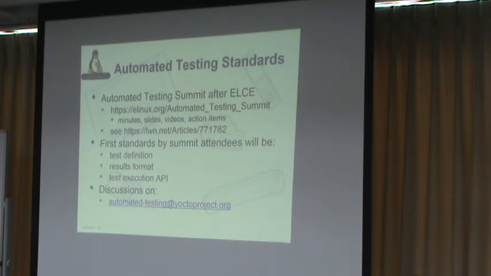Some of the action items are some standards that they want to create as a group. Test definition, results format, and the test execution API. So what does a test look like? What do the results of the test coming back from the system look like? And how do you run a test on the system you're running it on? They also have a mailing list where this is discussed actively.